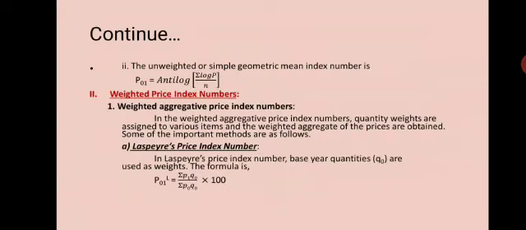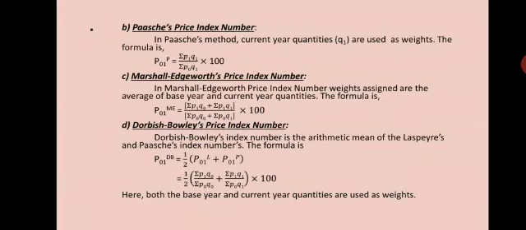The formula is P01 of last year's equals summation P1 Q0 divided by summation P0 Q0 into 100. Here P1 are the current year prices, P0 are the base year prices, and Q0 are the base year quantities. The second method is Passey's price index number.